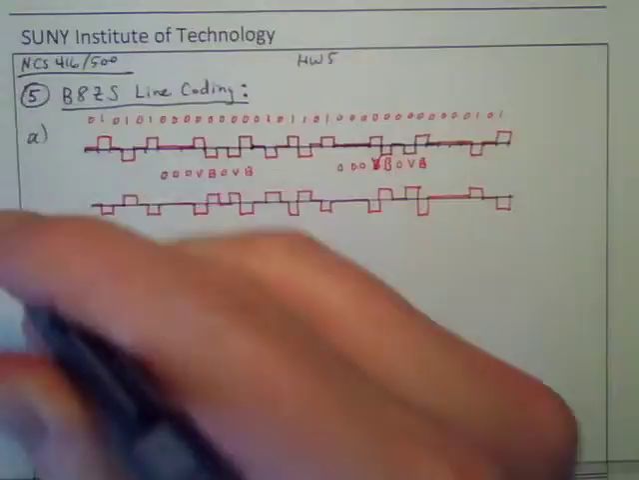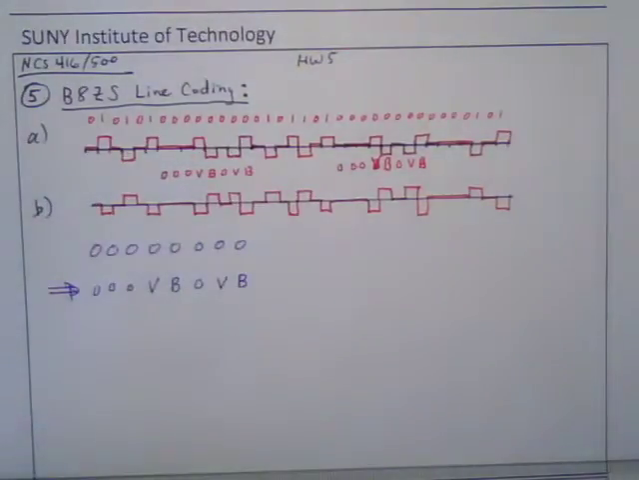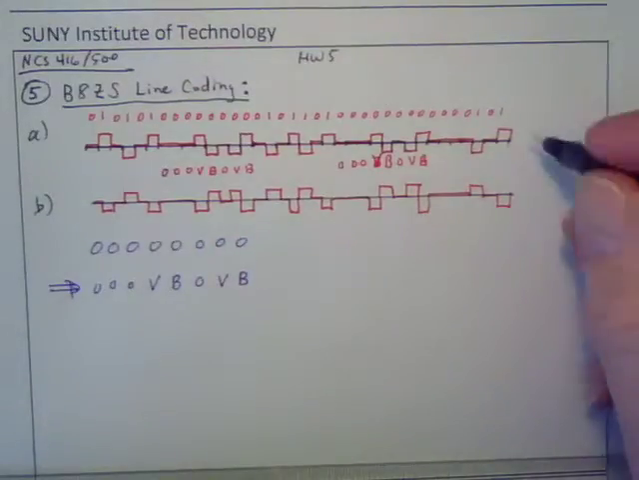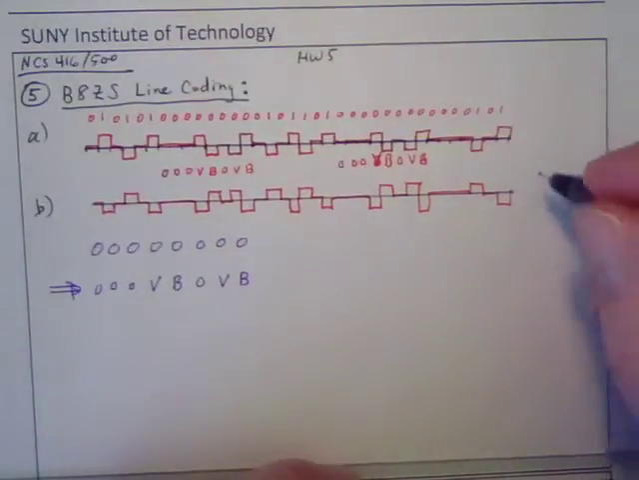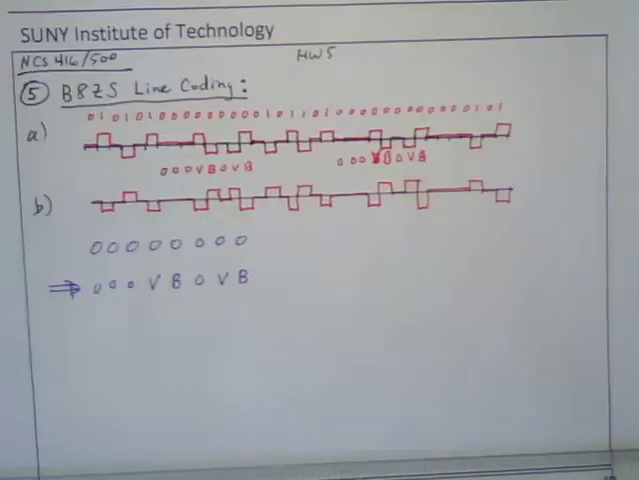So this is part B. Make your two waveforms line up with each other vertically so they can be compared easily, and the comparison is that they're just opposites of one another. Okay, hope that helps.